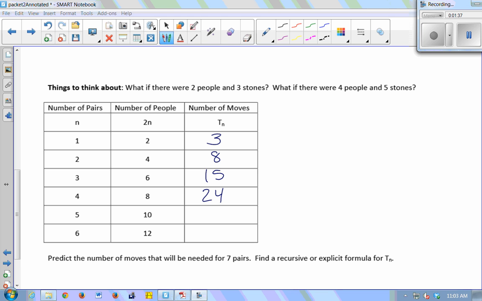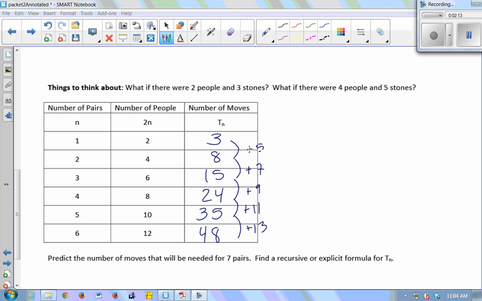Chris, you think 35? Anybody have a different guess? 35? Greg, was that your guess? Yeah. Greg, right? What's the pattern? What do you see? Here, plus 5, plus 7, plus 9, plus 11. So if I do plus 13, I would get 48. Good. Good. So that's great.